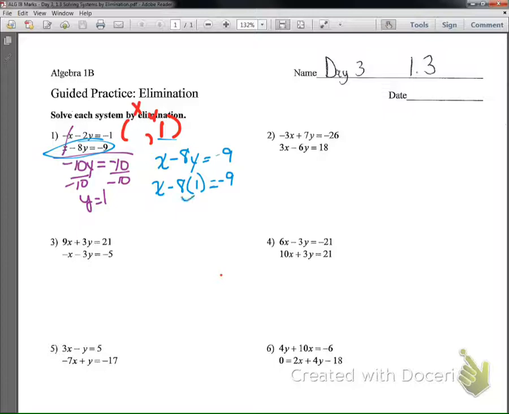And then you need to multiply those two together. So you get x, negative times the positive is negative 8 equals negative 9. And then add the 8 to both sides to eventually get your x all by itself as well. And you get negative 1. So that is your x.